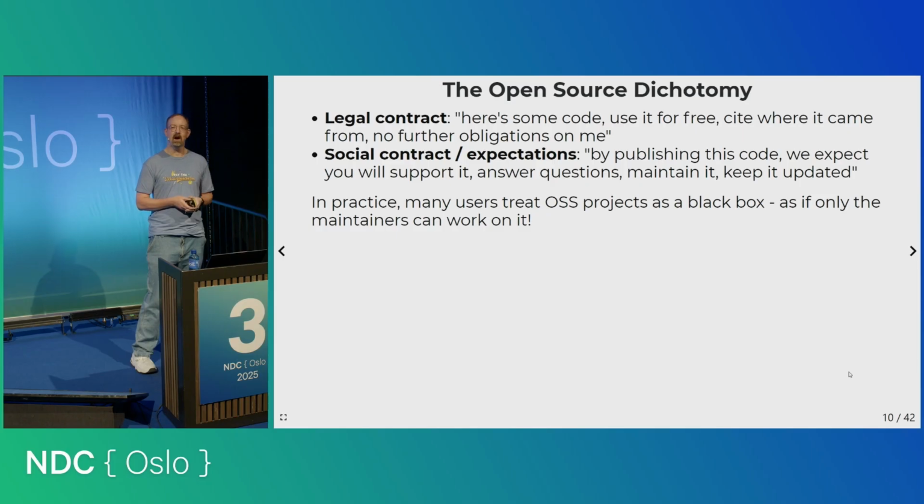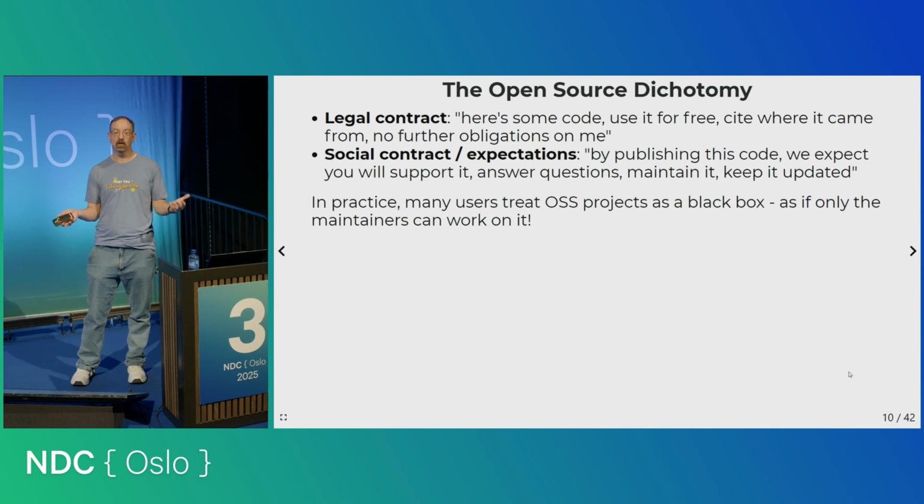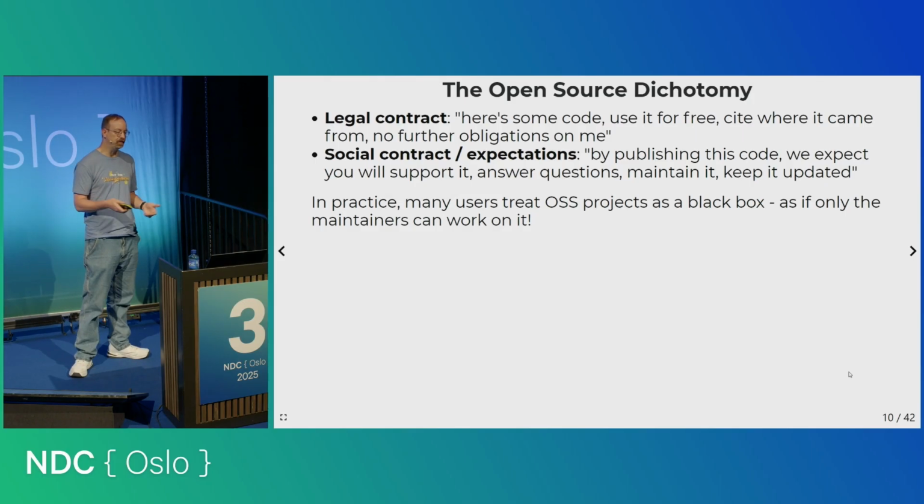But in a lot of ways, what this also means is that people who use open source tend to look at it as a black box, even though the code's available and anybody can fork it or file a PR or try to improve it. In practice, it's almost like it's proprietary. There's this expectation that only the maintainers are capable of actually working on that code.